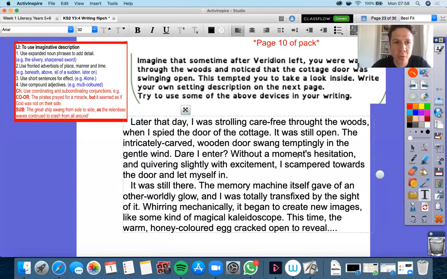Oh, did I use any subordinating sentences? Let's have a look. Later that day, I was strolling carefree through the woods when I spied the door of the cottage. Yes.